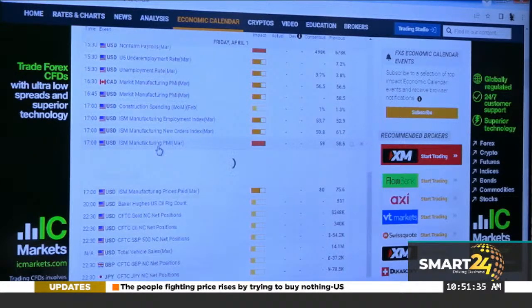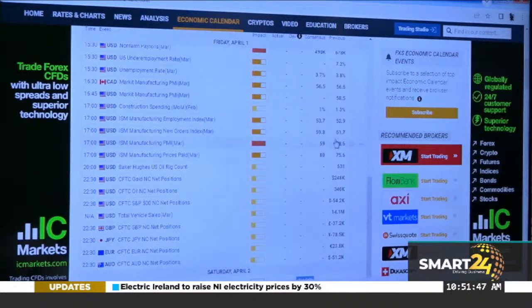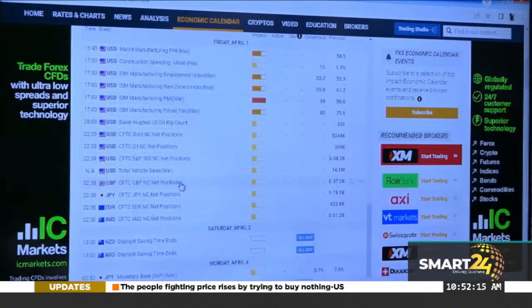Then the ISM Manufacturing PMI. Figures above 50 are good for the US dollar, below 50 are bad, and we're already so much above 50. It was expected to be 59 compared to the previous figure of 58.6. So there's a lot of positivity there for the US dollar. If here we have positivity and it's going down, definitely prices will go even lower. If these ones go up, then these ones here will provide resistance. So those are the events left.